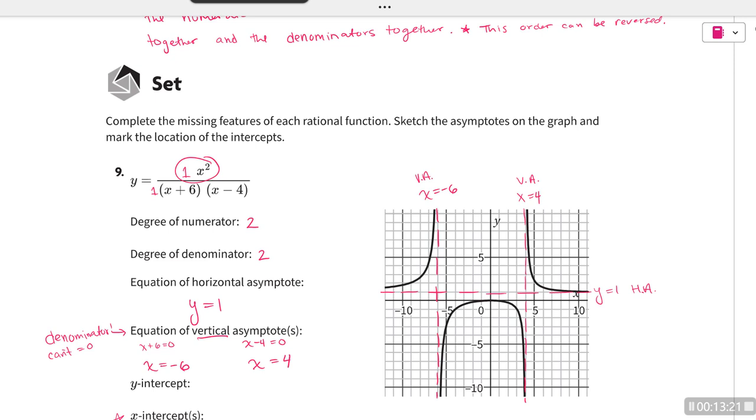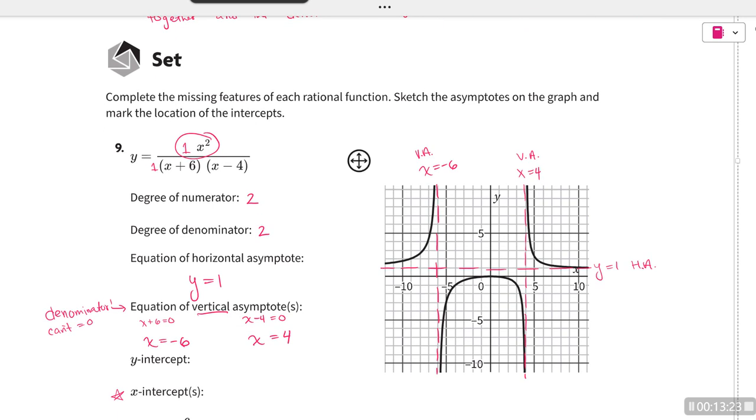Now the y-intercept, well, we set x equal to 0. So we get 0 squared over 0 plus 6 times 0 minus 4. So it doesn't really matter what the bottom comes out to. We get a negative 24. But because our top is 0, that's going to automatically make our y-intercept 0. So we end up with the point 0, 0, which means that's also our x-intercept.